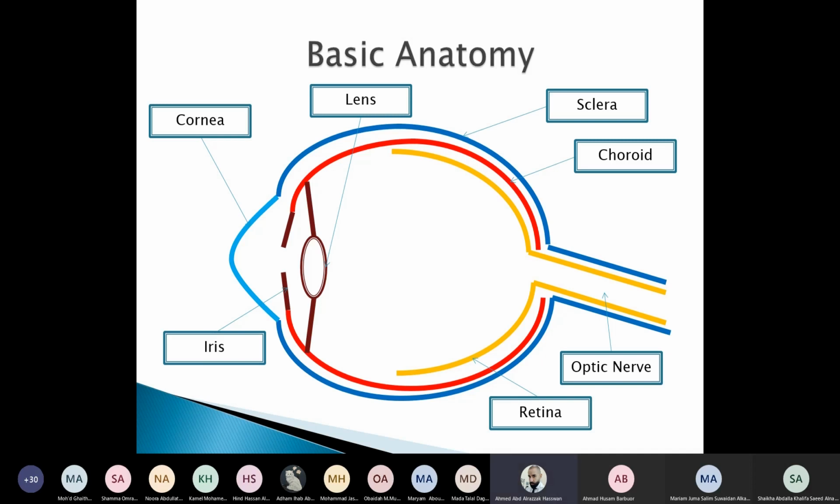The last layer, of course, is the retina. The retina is the photosensitive area where we have the rods and cones, and this is the area where we perceive light and images. From the retina, the convergence of the retinal fibers will form the optic nerve. So basically these are the 3 layers of the eye. Why are we saying this? Because when we discuss the direct fundoscopy, we need to know a bit about these structures.